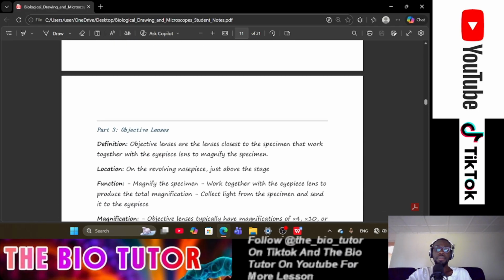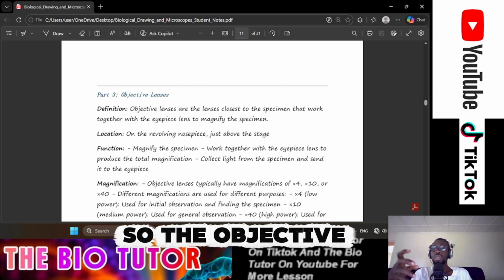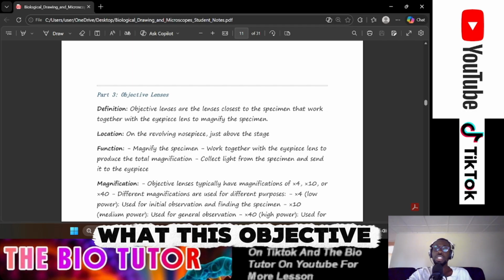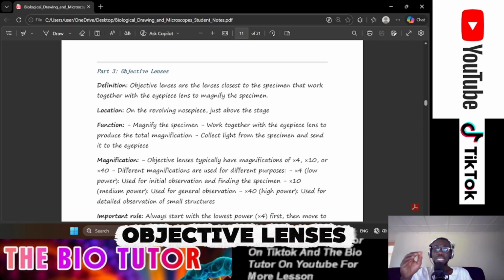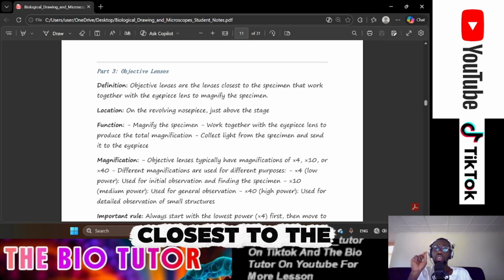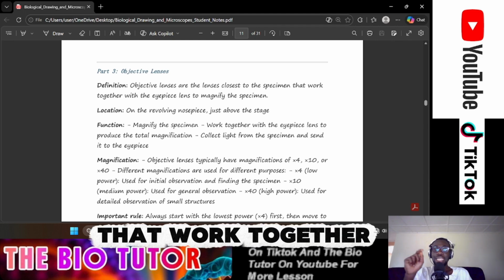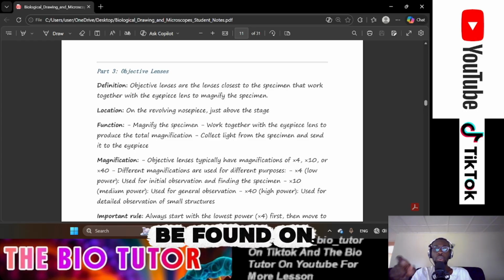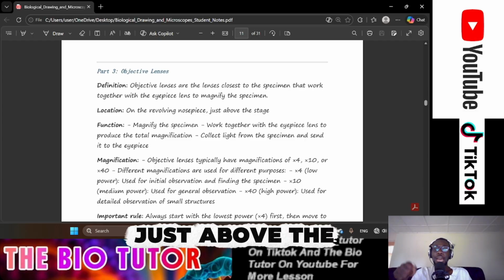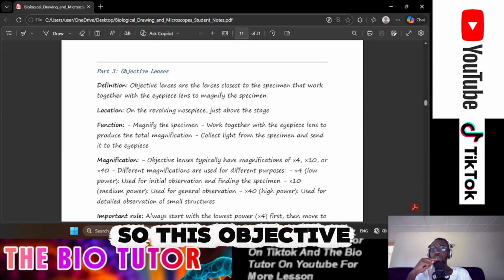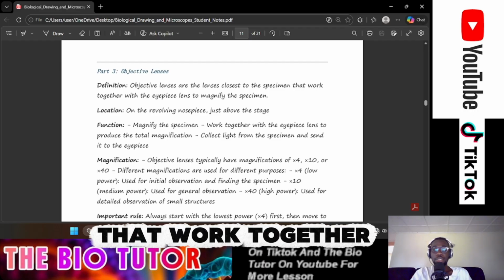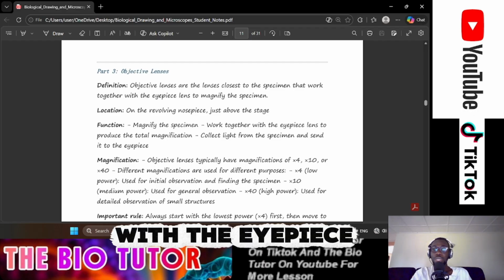Okay. Three, we have the objective lens. So the objective lens I've been talking about in the first part and the second part. Let's look at what this objective lens is. Objective lenses are the lenses closest to the specimen that work together with the eyepiece lens to magnify the specimen. Now, it can be found on the revolving nose piece just above the stage. So this objective lens we are talking about is the closest to the specimen that works together with the eyepiece lens.